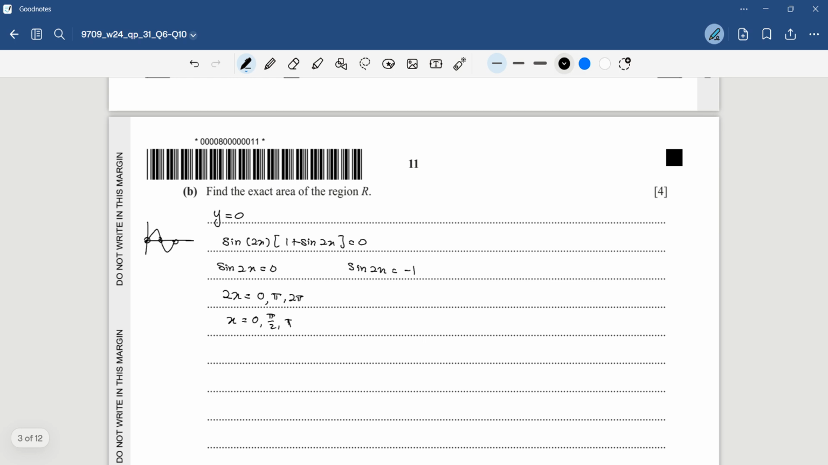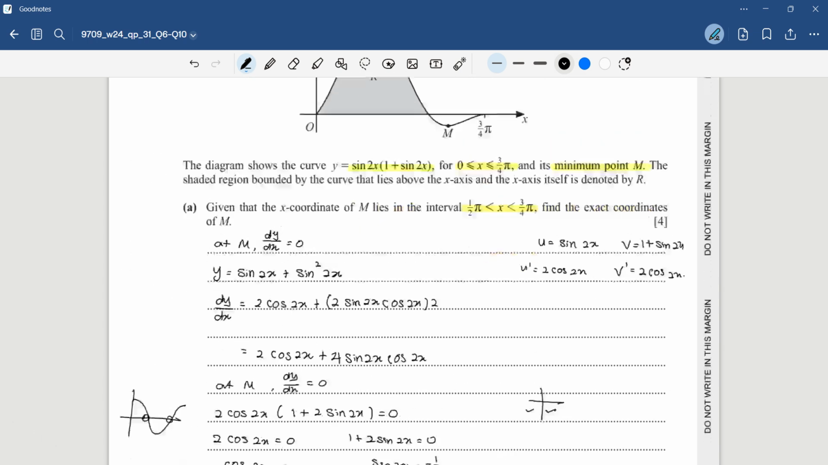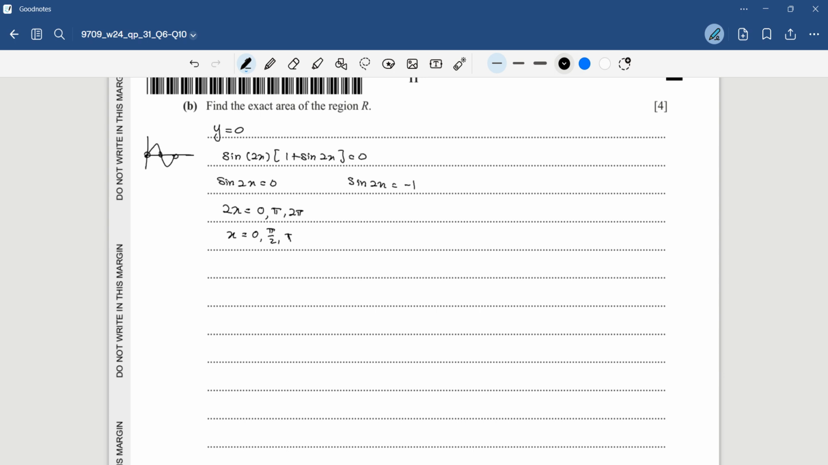So when it is negative 1, sine negative 1 will be here. Is it negative 1? Sorry. Yeah, 1 plus sine 2x. So sine 2x will be at this point, sine negative 1 is this point. So it's going to be 3 over 2 pi. Therefore, x equals 3 over 4 pi.